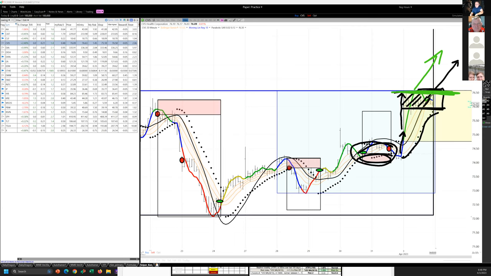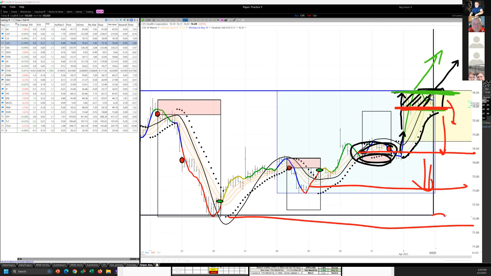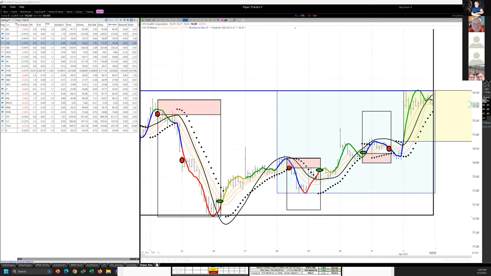If that fails, I want to see what the rest of the market is doing. If the rest of the market is selling off and this is failing, then I think you can play that short to here. First step, second step to here, third step to here, and if it breaks below there, look out below. So this is a for sure long if it breaks out. If it fails, I want to see market confirmation first.